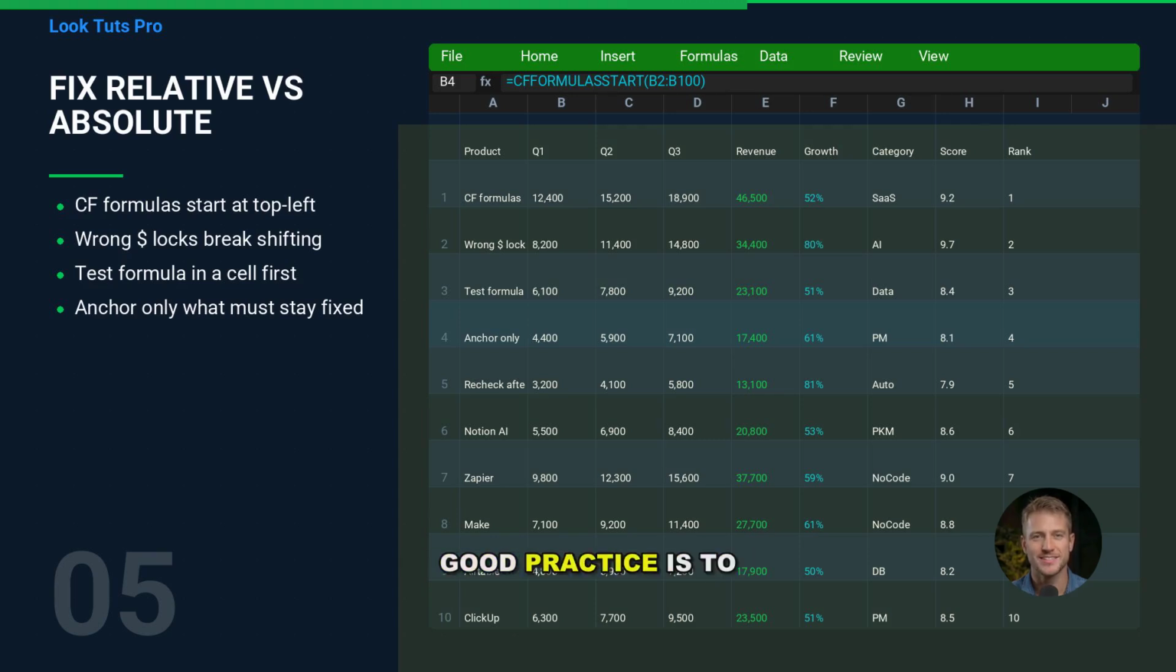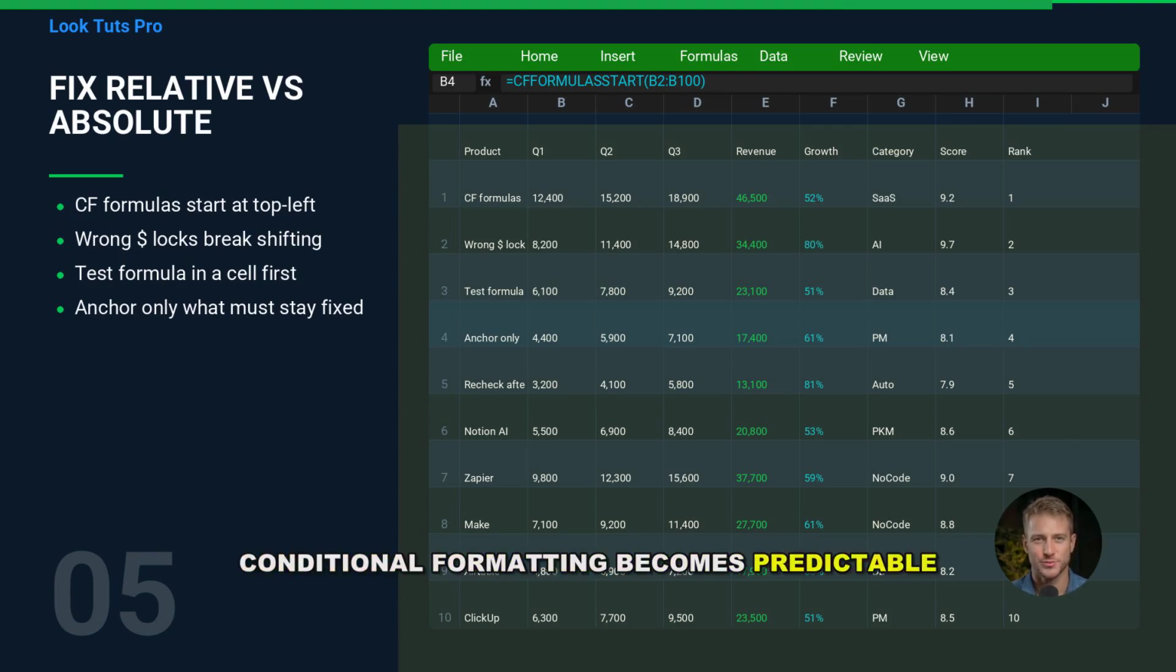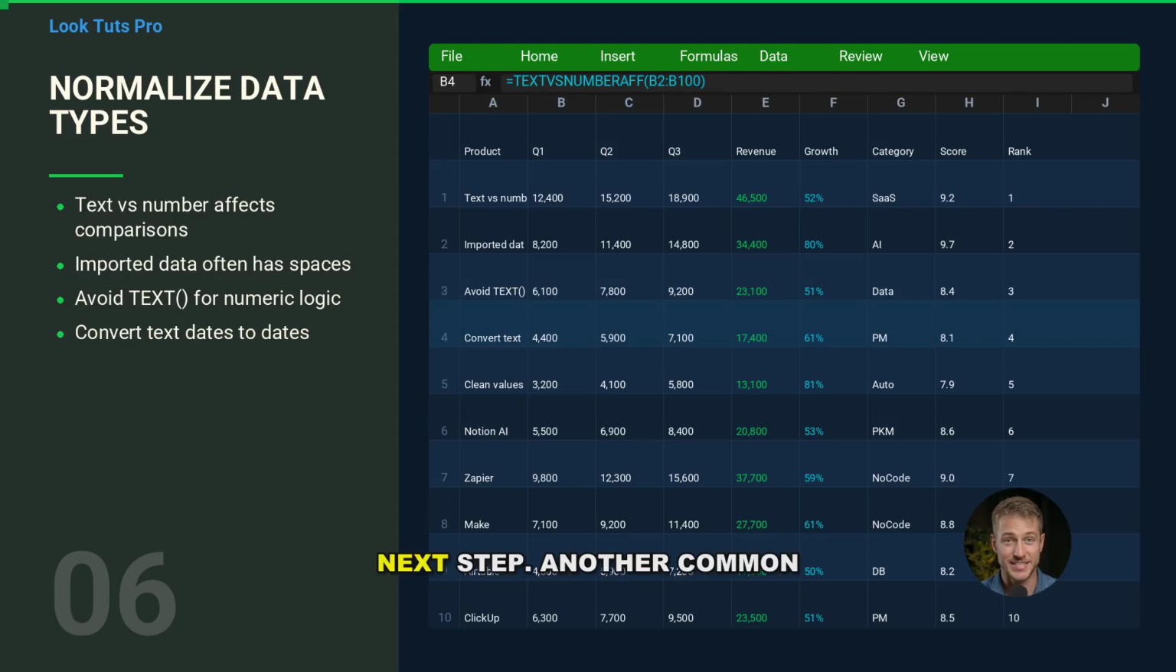A good practice is to test the formula in a normal worksheet cell first, using the same references. Then adjust absolute and relative references so the logic shifts correctly down and across. When the references are correct, conditional formatting becomes predictable again, and not updating often turns out to be evaluating the wrong cell.